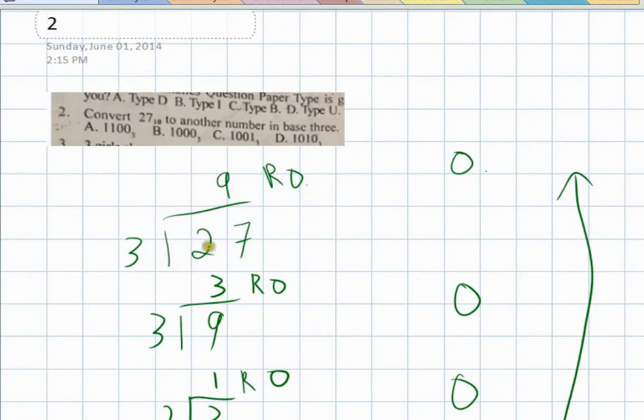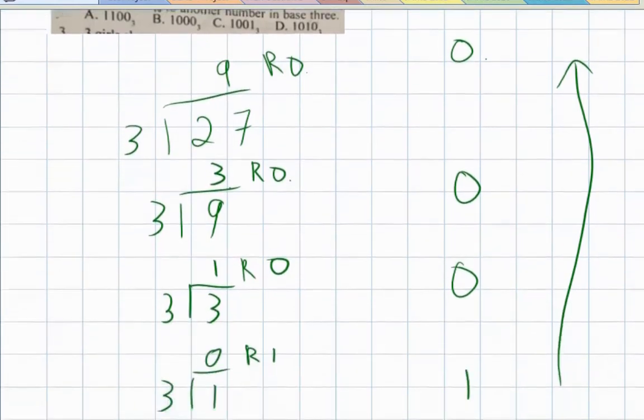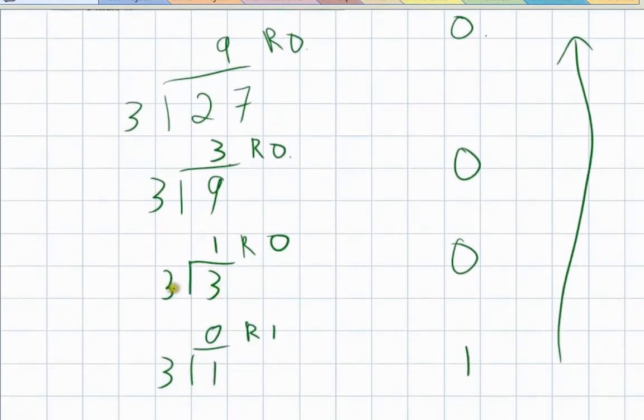So starting off, we take 27 divided by 3, which is 9, so we get a remainder of 0, and we write down 0 over here. Then we take that answer that we got, which is 9, and divide it by 3, which is 3. We have a remainder of 0, and we write that over here. 3 divided by 3 is 1 with a remainder of 0. I got this 3 from up here. It was the answer from our previous division problem. Again, we have a remainder of 0.